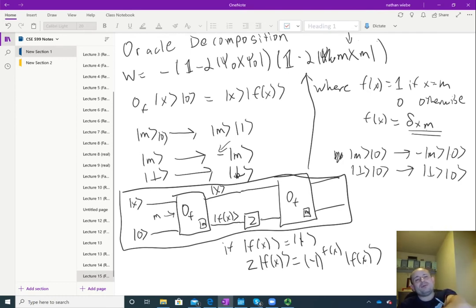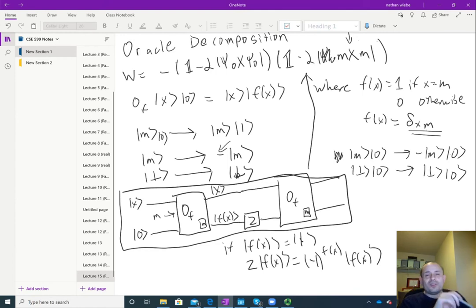Now, the next question is, how do we do the reflection about the axis perpendicular to psi naught? That part, to some extent, is a bit of a red herring, because for the purposes of this argument we're most interested in quantum query complexity. The number of queries we need to implement that reflection operator is 0, because psi naught doesn't depend on the value of m. It doesn't depend on the oracle. So no quantum queries are required to implement this.